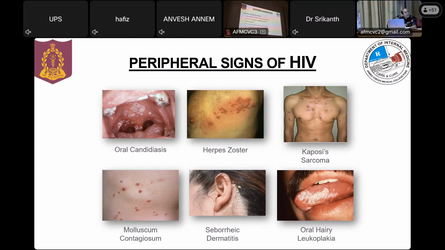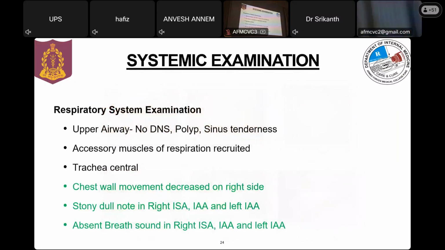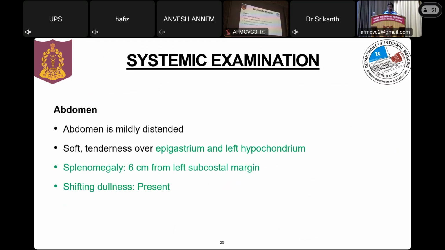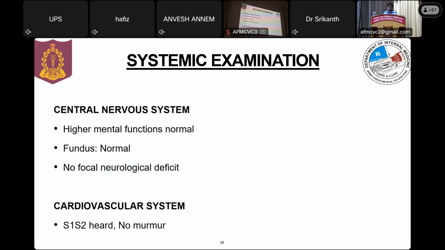Next. Respiratory system examination: he was using accessory muscles of respiration. Trachea was central. The chest wall had decreased movement on the right side, and it was stony dull on percussion in right infrascapular, infraaxillary, and left infraaxillary area with absent breath sounds in the same regions on auscultation. In abdominal examination, he had tenderness over epigastrium and left hypochondrium. Spleen was palpable 6 centimeters from left subcostal margin along the splenic axis, and shifting dullness was present. Nervous system and cardiovascular examination were essentially normal.